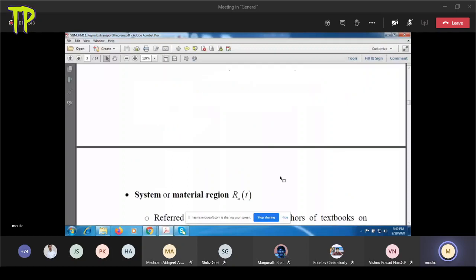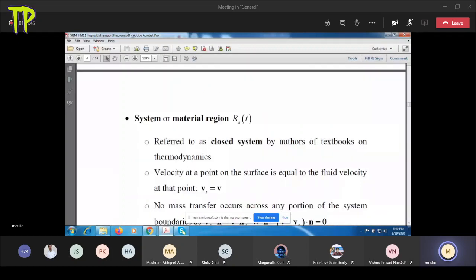Now, what we are calling a system is referred to as a closed system in textbooks on thermodynamics. For a closed system, there is no mass transfer across the boundaries. Authors of fluid mechanics texts also use the term material region for system. I'm using the symbol R with a subscript M for material, and writing T in parentheses to denote that this region R is a moving region.